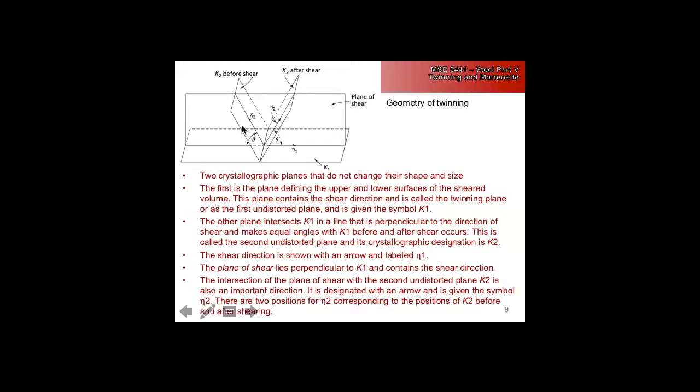So that's just the geometry of the notation, right? So the twinning plane is our first undistorted plane. K2 is our second undistorted plane, right? Those two planes are invariant under the twinning transformation.